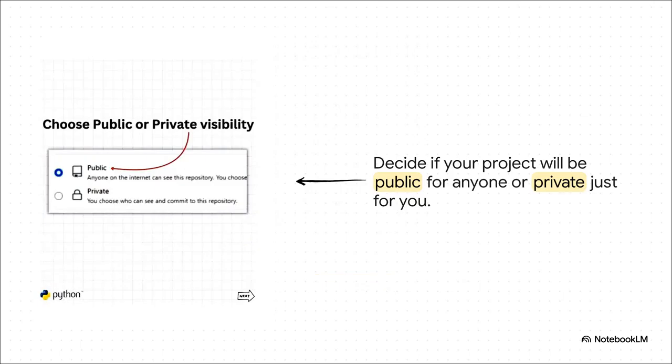Now you've got a really important choice to make. Public or private? Public means literally anyone can see your code, which is awesome for your portfolio or for open source stuff. Private means you control who sees it. For a lot of projects, starting out private is a pretty good idea.